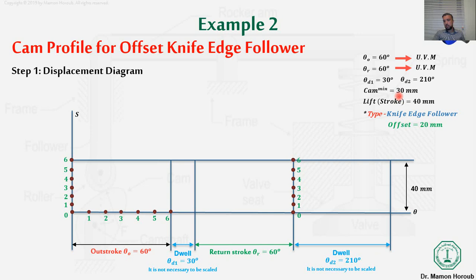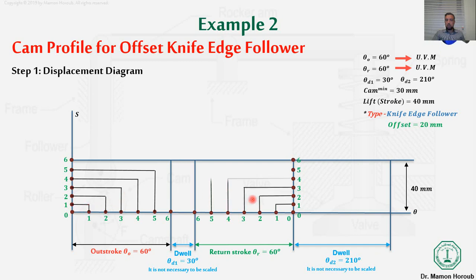The simplest diagram is the uniform velocity, which is linear, so we just cross between those points, from 0 to 6. After that, make horizontal lines and perpendicular lines, and the crossing between those lines on the outstroke as well as the return stroke will give me the displacement diagram. So this is my displacement diagram. On the dwell it will be straight, and on the return stroke it is also a uniform velocity.